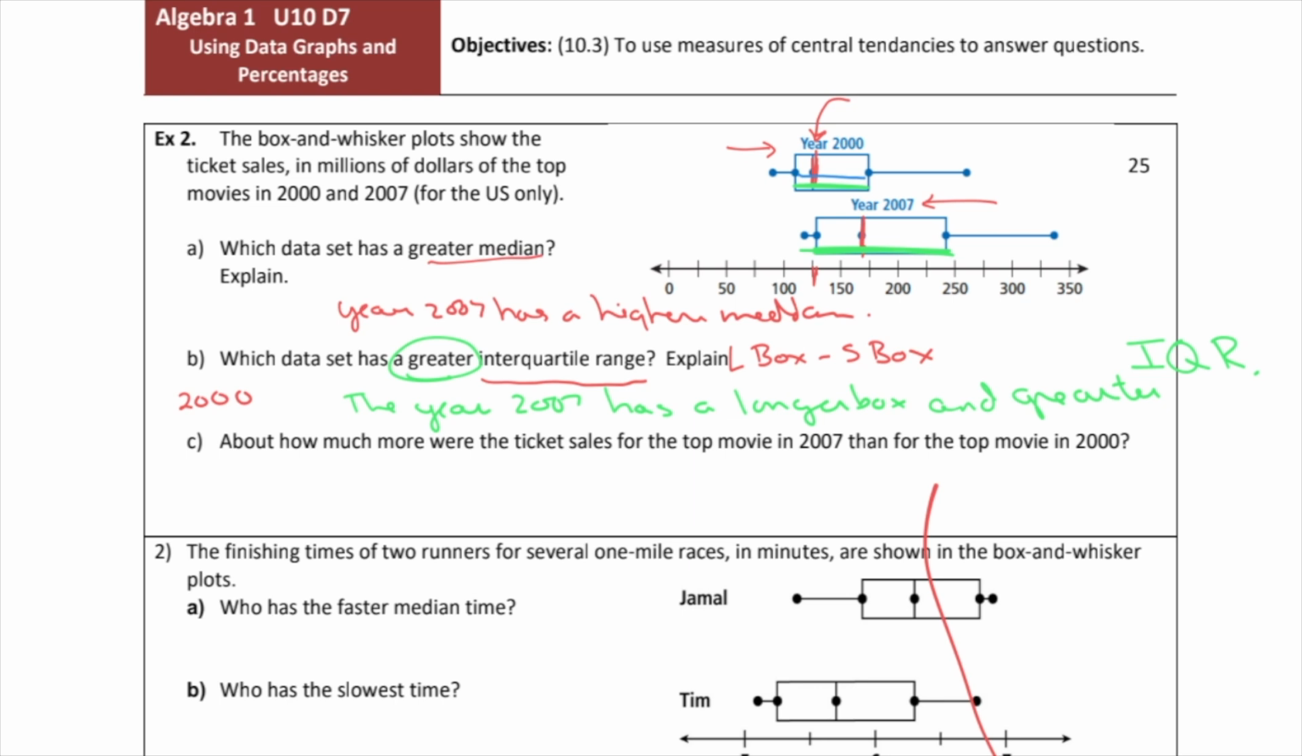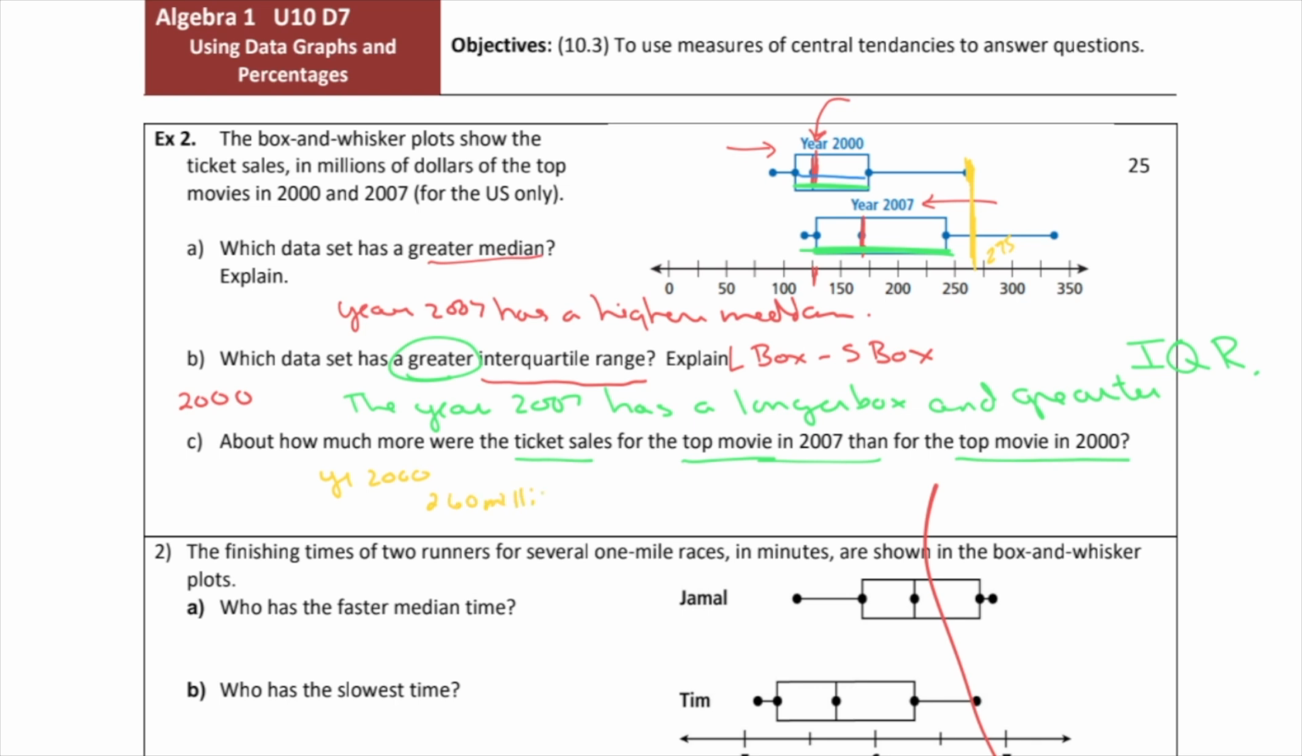The question asks about how much more were the ticket sales for the top movie in 2007 than for the top movie in 2000. So we want to look at the whiskers if we're thinking about the top movie. So the first whisker that we're going to look at is for 2000, and we take a look at our chart. It looks like $260 million in the year 2000.